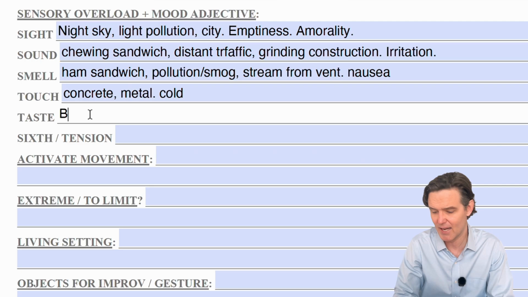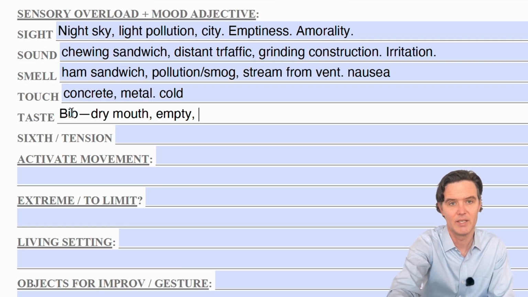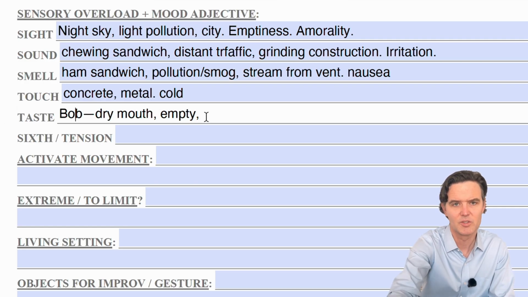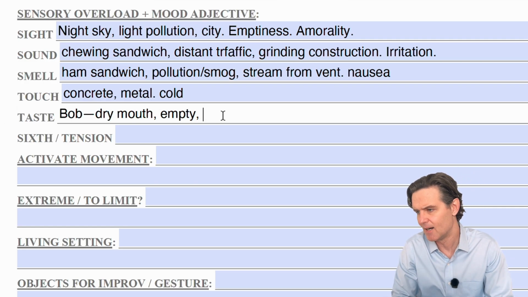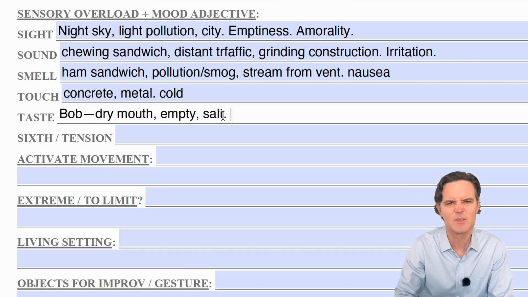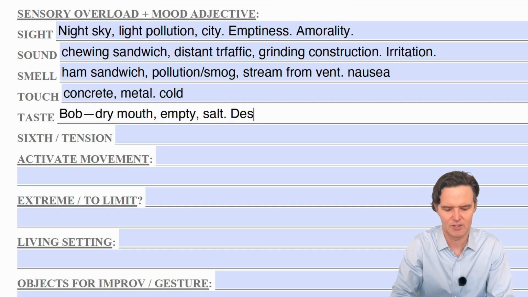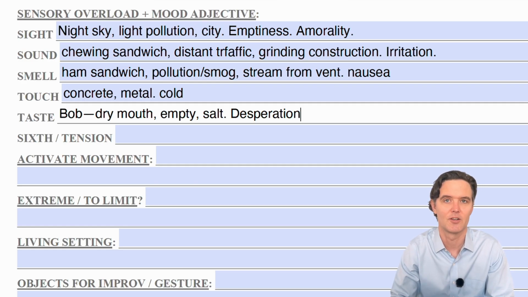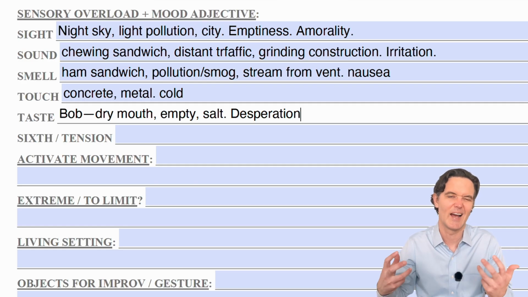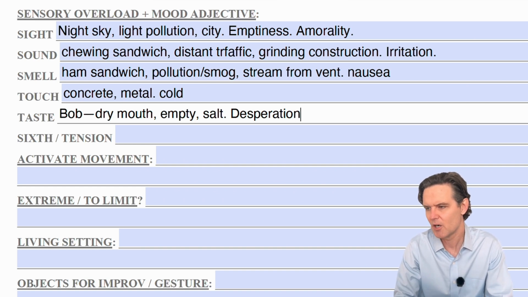Taste. Well, we could go down to the characters' individual points of view. I mean, Bob probably has a dry mouth, empty mouth, no saliva in there. Maybe a salty taste that can happen when your mouth is empty. And this to me is all about his desperation. And if you go back to the first page when we talked about characters' desires, now we have a physical thing that connects to those desires.